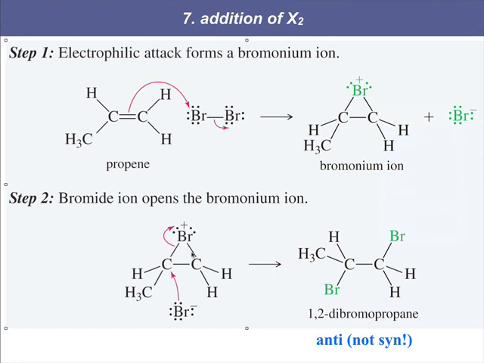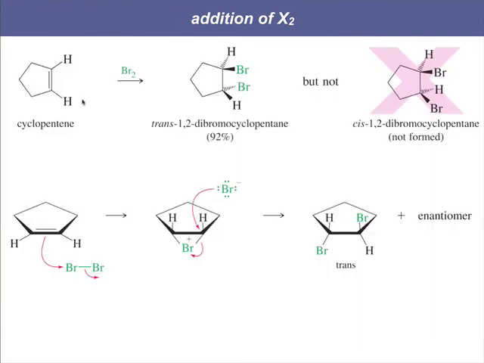The original bromine, of course, will stay on the top face. So we'll have the attacking bromide on one face of the molecule, and the original bromonium bromine on the top face. To illustrate, here's cyclopentene. Again, we have a planar sp2 hybridized alkene. We're going to add Br2.